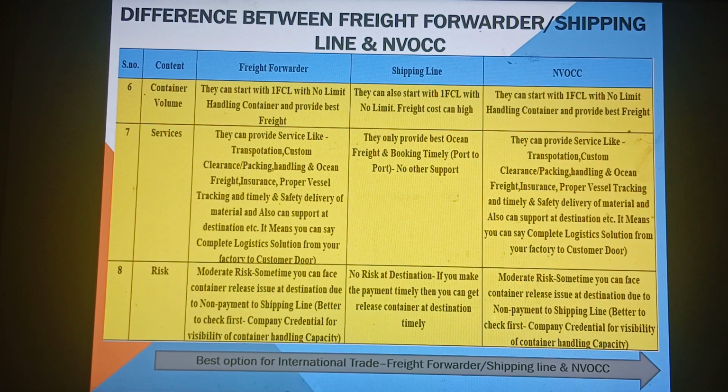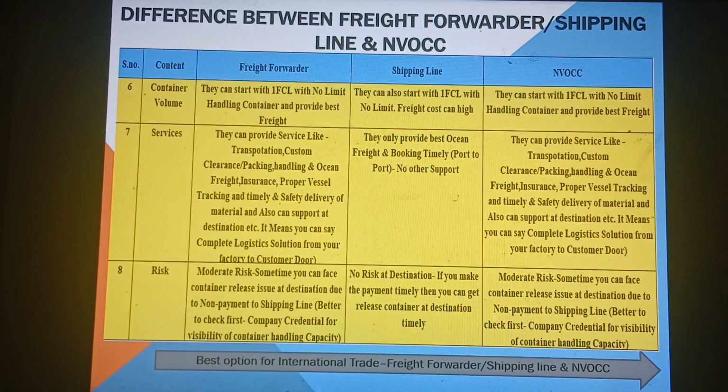If we discuss trade with the shipping lines, what will be there? No risk at destination. It means if you make the payment timely, then you can get the container at destination timely. So if you pay the shipping lines, definitely you will get the container. No issue at destination, because shipping lines have much volume, good potential and good cash flow in their systems. That is why they never have payment issues. So if you deal with the shipping line, no risk.